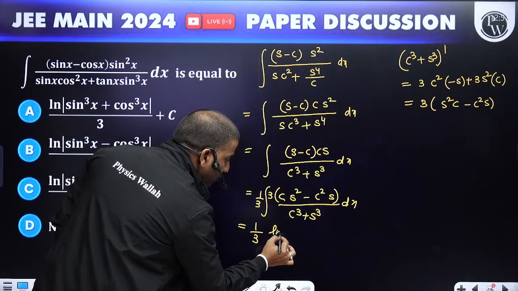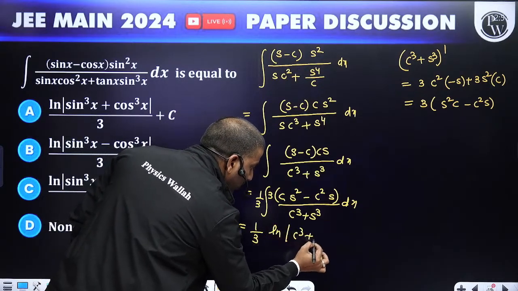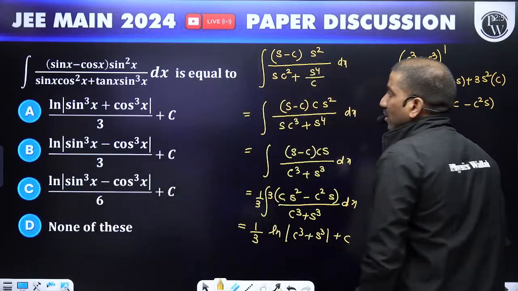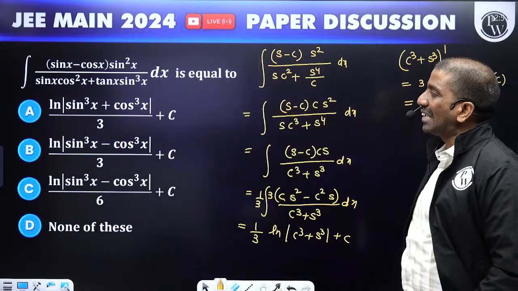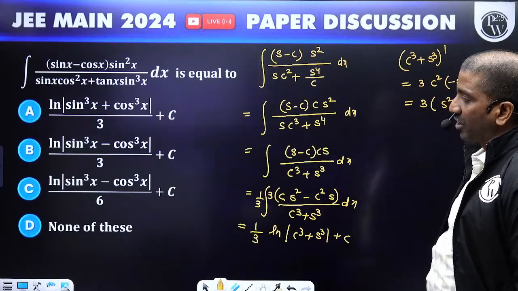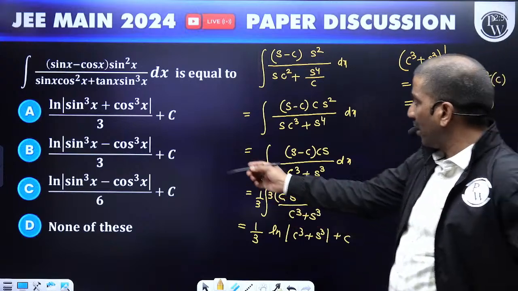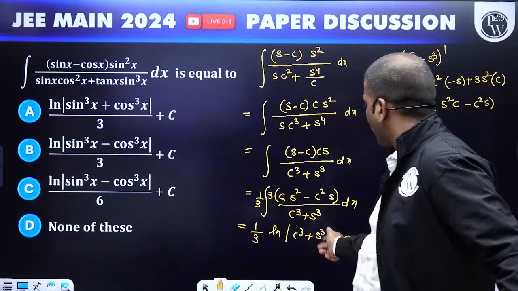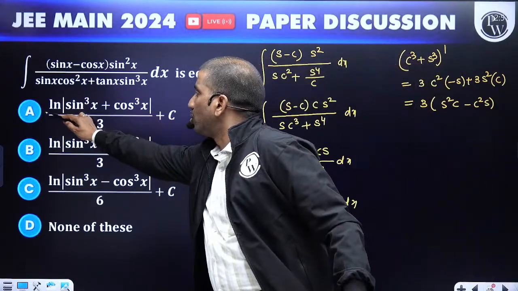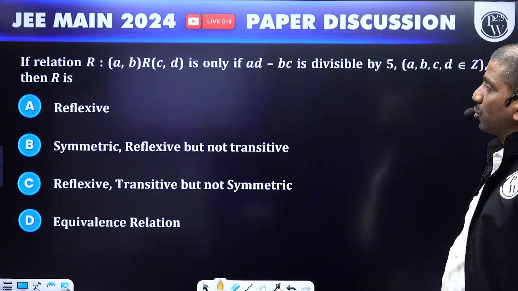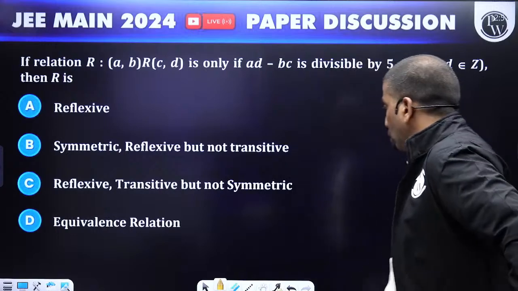It's a derivative, so ln of c cube plus s cube, plus c. Very simple. Both the questions are based on the same way, right? Sine and cosine only. There also we got the same way. So what is the answer? 1 by 3 times ln of sine cube x plus cos cube x, plus c. So this is the right answer. Again, this question also is a direct question. So let us do one more question.